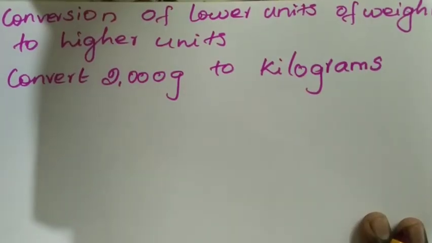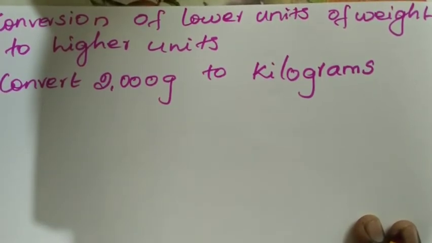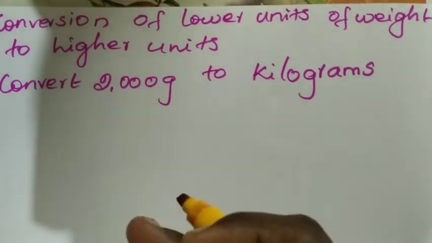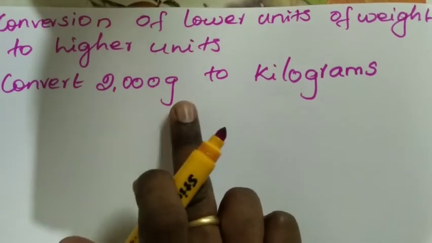So let's see the next example. The next example deals with conversion of lower units of weights to higher units. The first example is convert 2000 gram to kilogram. Conversion of lower units to higher units. 2000 gram to kilograms.